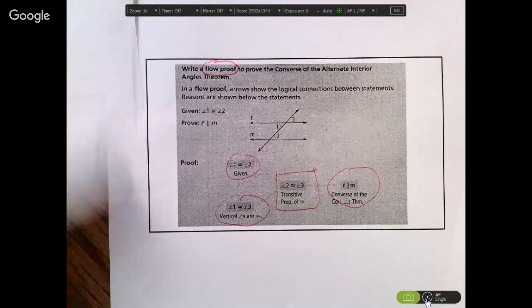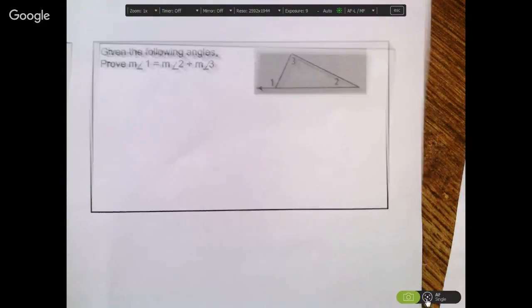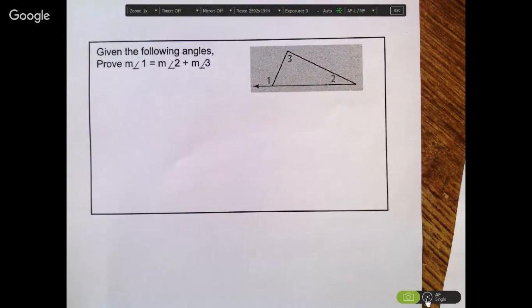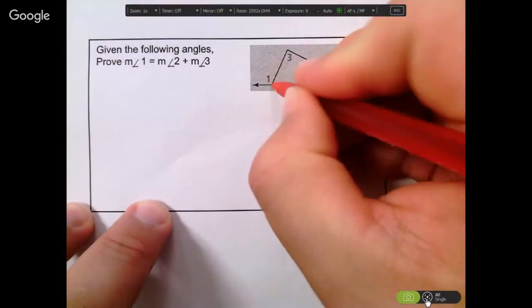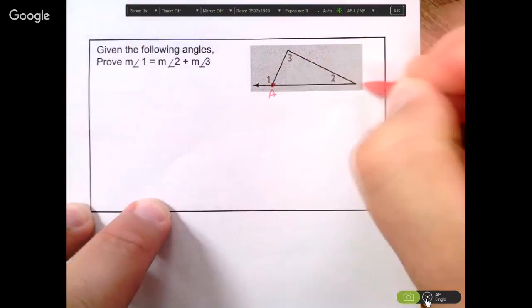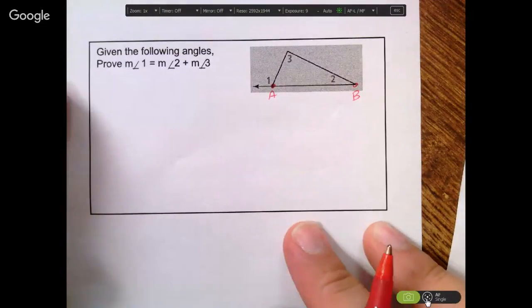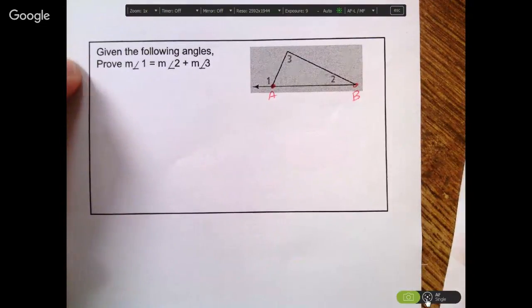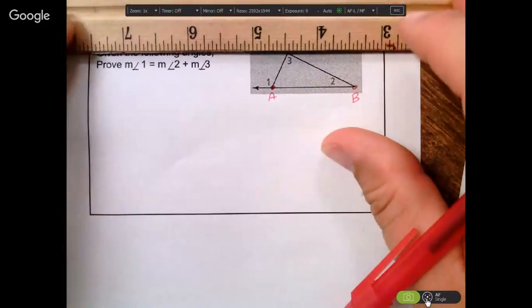And then finally, we're going to do a proof together. I really like this question, so I could see this proof showing up on the test as a proof you've got to do. Okay, so first thing I'm going to do is name some points here. I'm going to call that A and call that B. Okay, so given the following angles. There's really nothing given here other than this shape. So what I want to do is first just draw a line here.